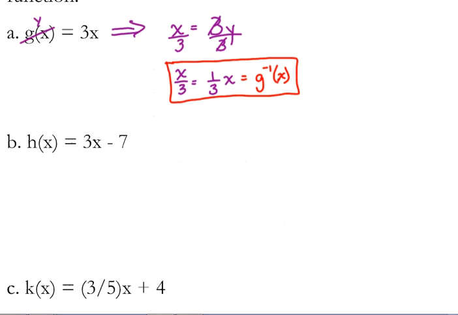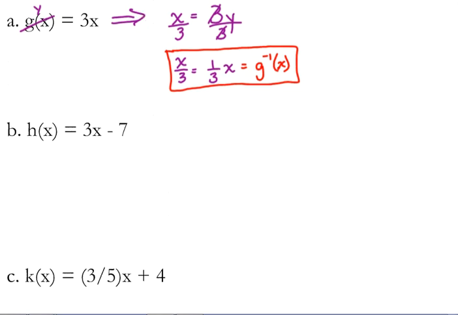Okay, let's do one that's got a little bit more to it. 3x minus 7. 3x minus 7, let's find the inverse of that function there. This time it was labeled h of x. Again, that's just a fancy way of saying y. So switch x and y. We get x is equal to 3y minus 7.